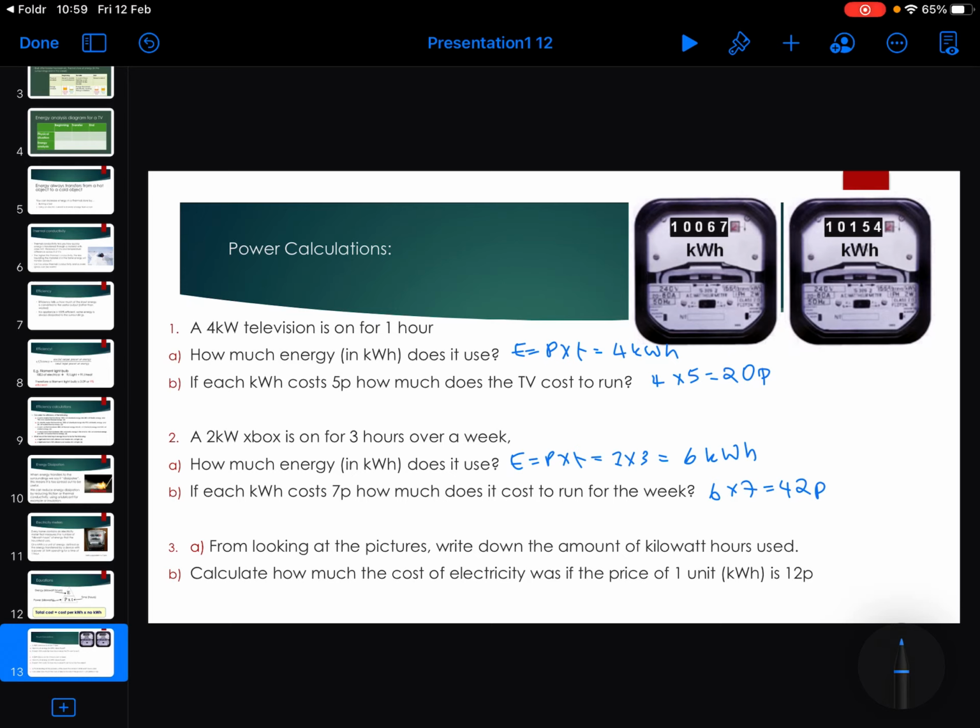3A. From looking at the pictures, write down the amount of kilowatt hours used. So all you need to do is take one away from the other, and I think that works out as 87 kilowatt hours. B. Calculate how much the cost of electricity was if the price of 1 kilowatt hour is 12p. So you just do 87 times 12p, giving you an answer of 1044p or £10.44. And that's it. Thanks everyone.